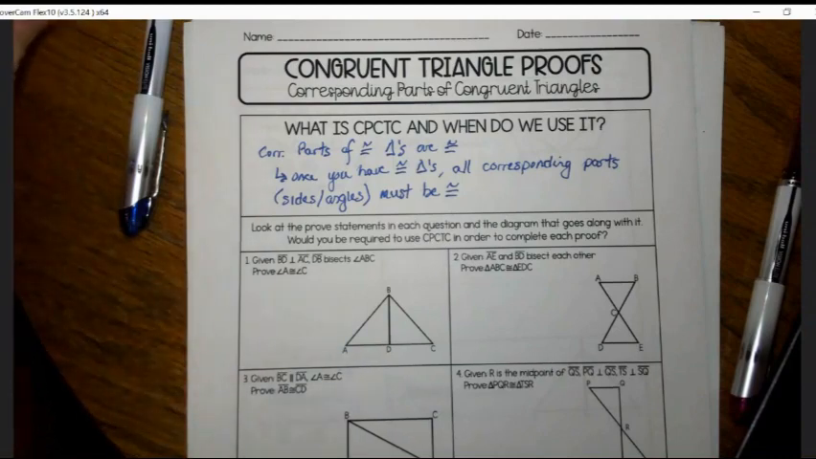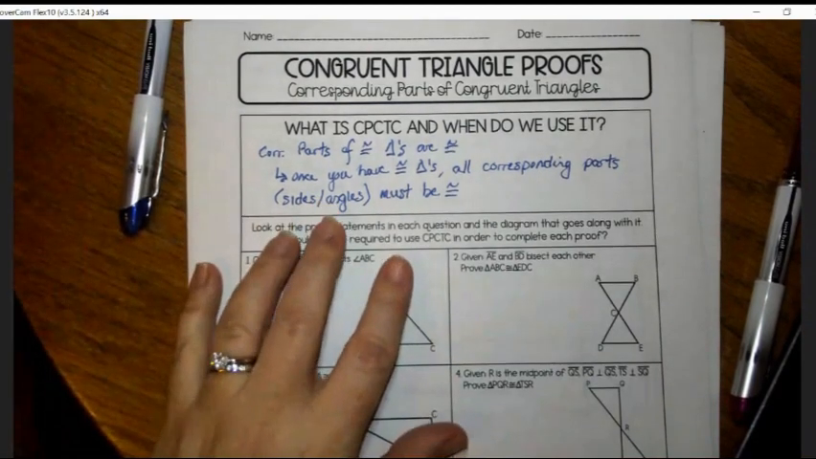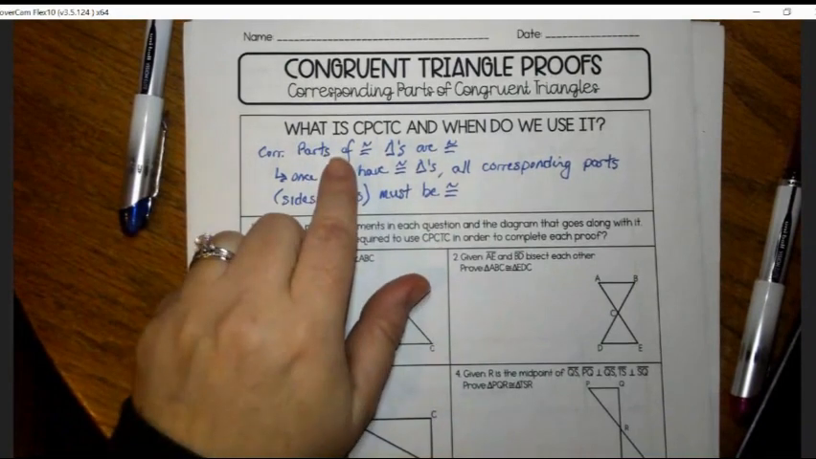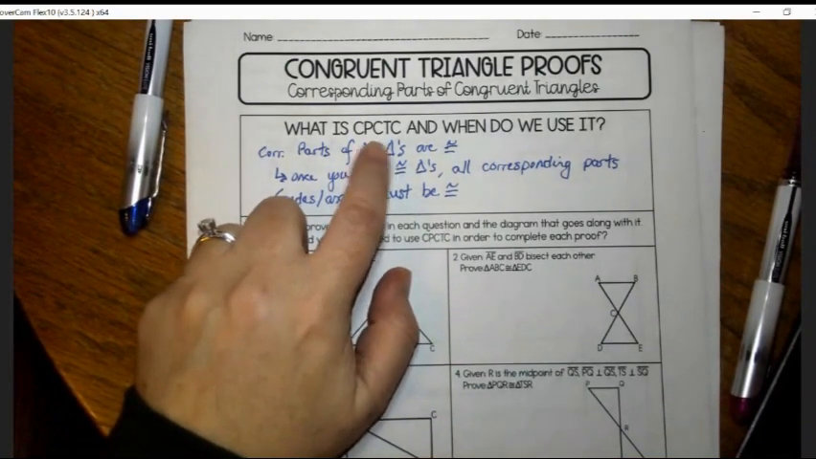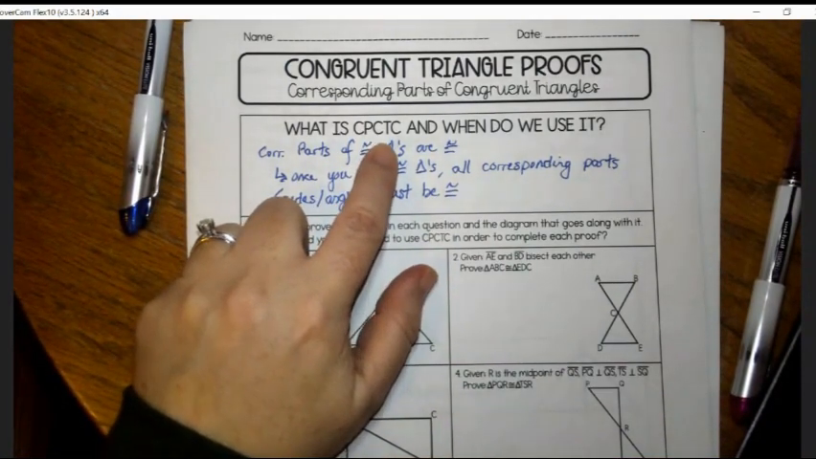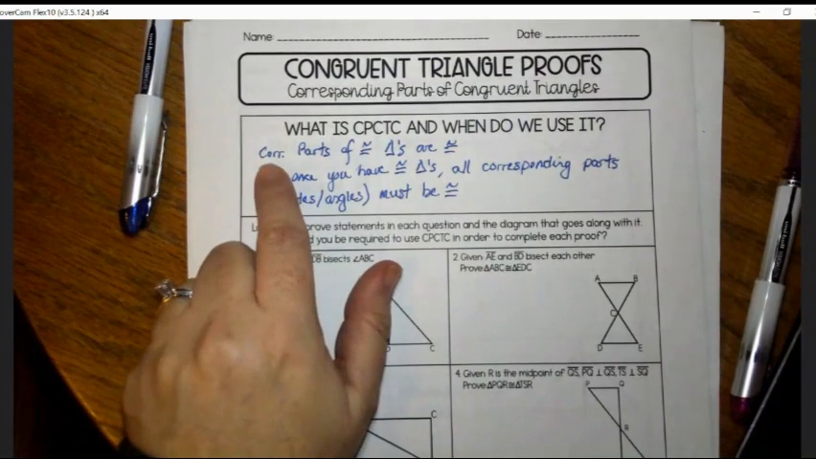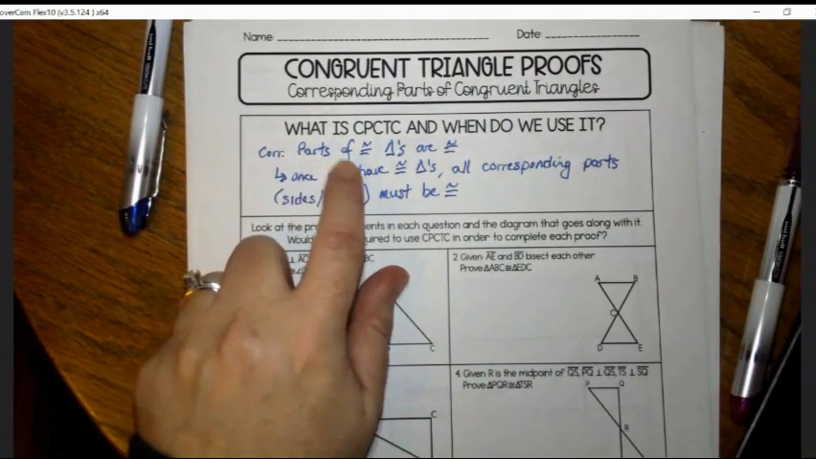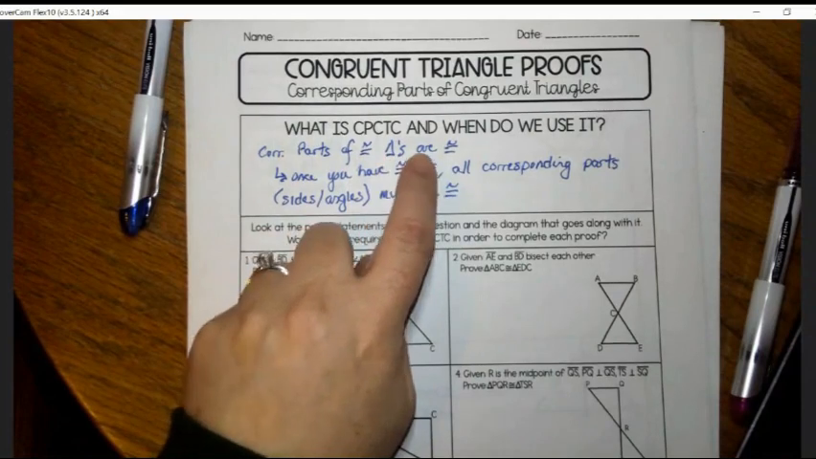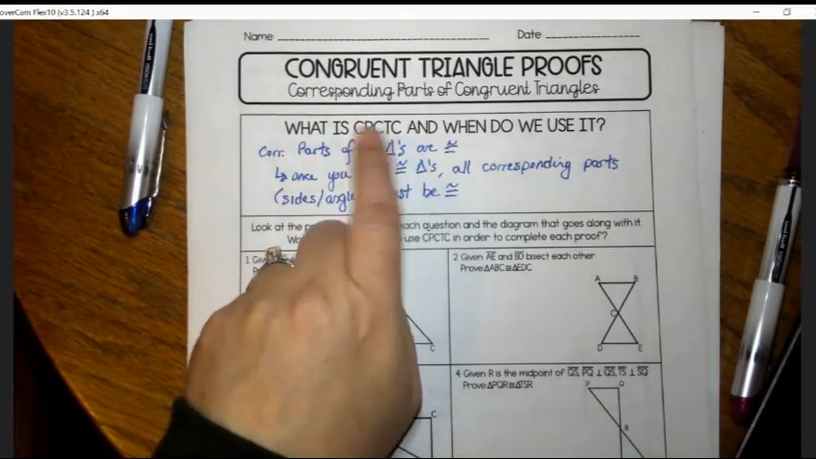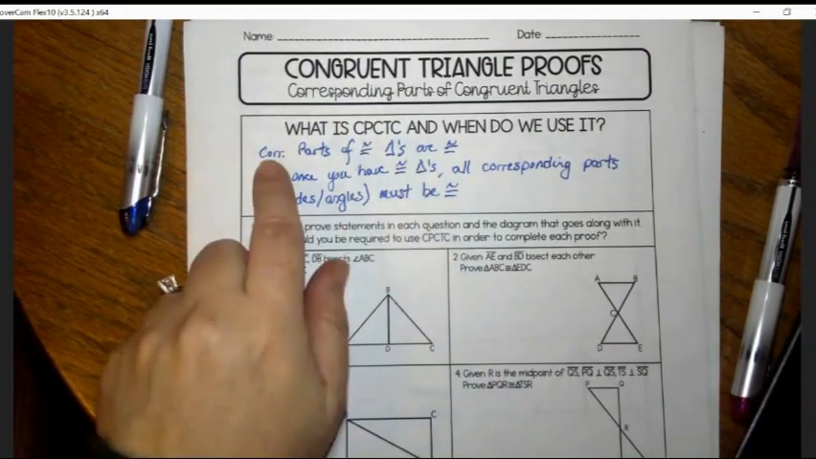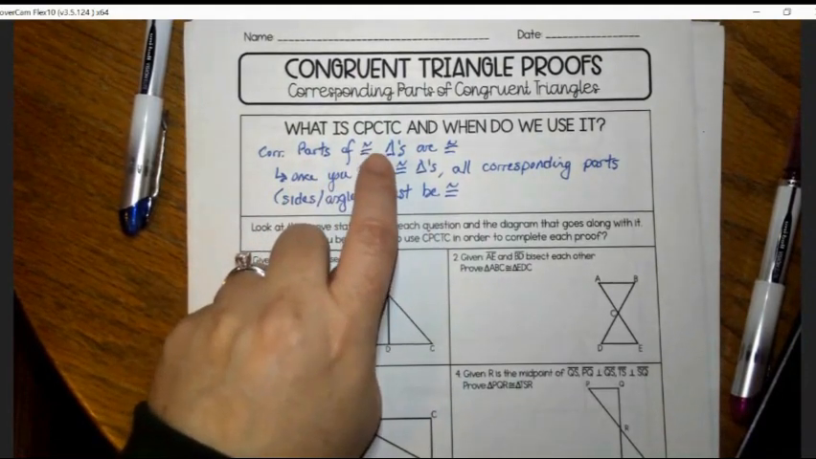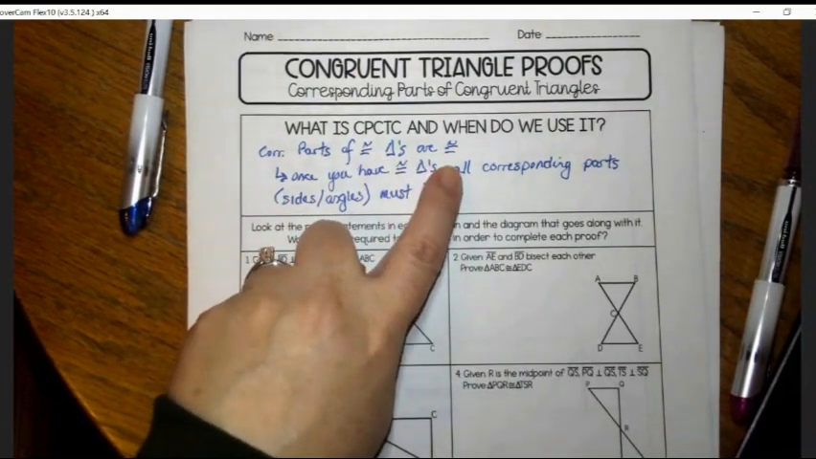Okay, a couple of units back when we started talking about congruent triangles, we used something called CPCTC. It's kind of fun to say. If you remember, it stands for corresponding parts of congruent triangles are congruent. Okay, so that's CPCTC. Corresponding parts of congruent triangles are congruent.